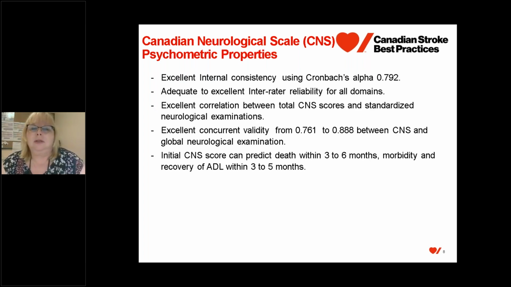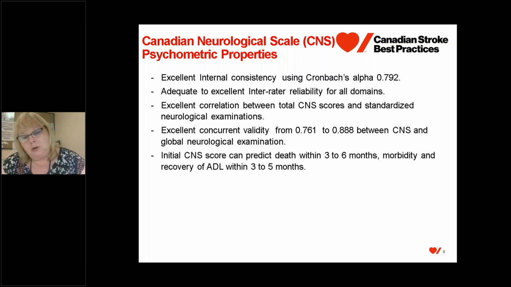The Canadian Neurological Scale has been found to have strong psychometric properties. It has been found to have excellent internal consistency in all domains using the Cronbach's alpha. It has also been found to have adequate to excellent inter-rater reliability for all domains. It also has excellent correlation between the total Canadian Neurological Scale score and standardized neurological examinations, and excellent concurrent validity between the Canadian Neurological Scale and the Global Neurological Examination.